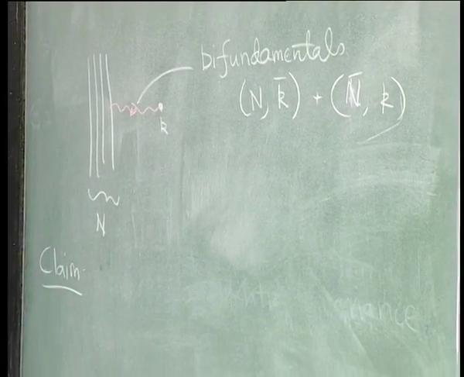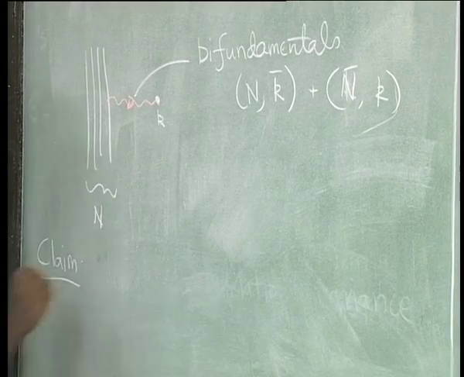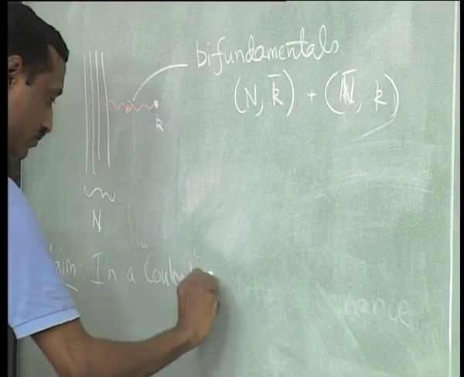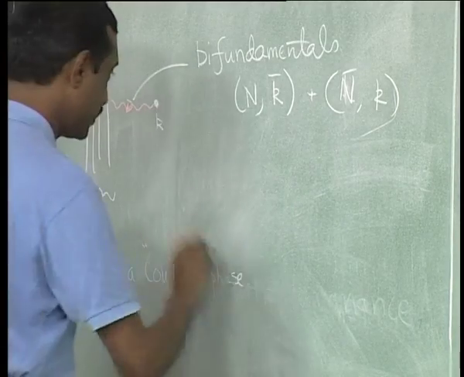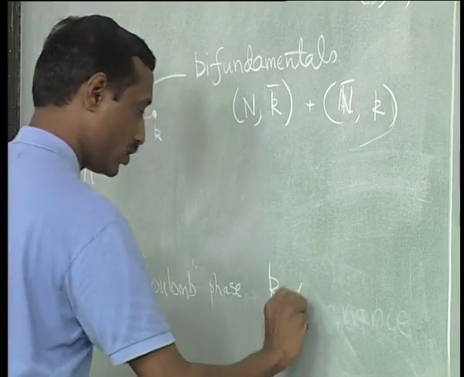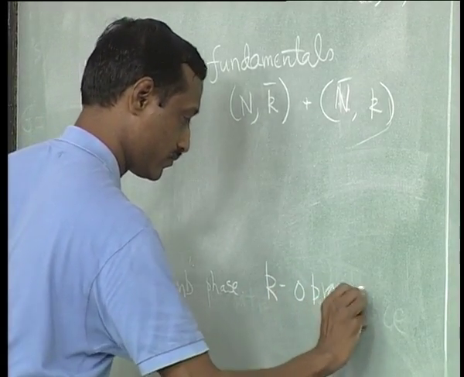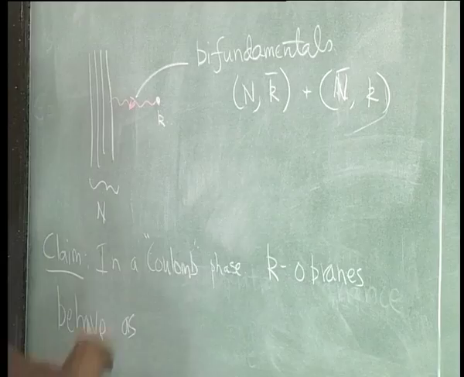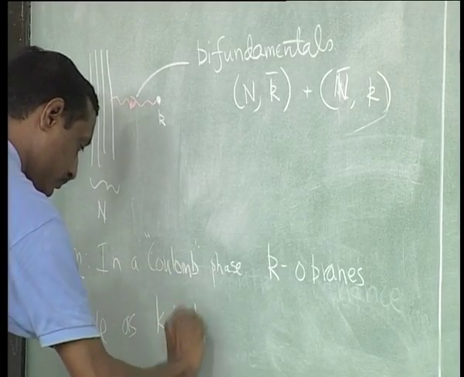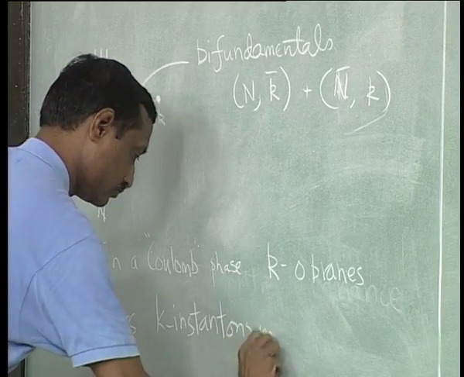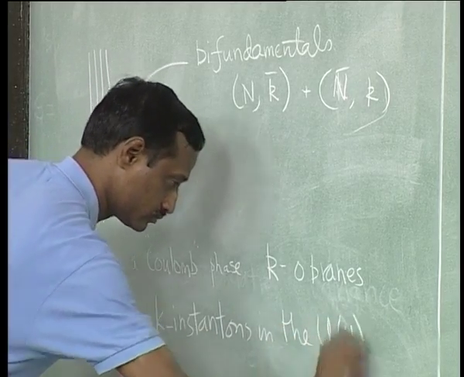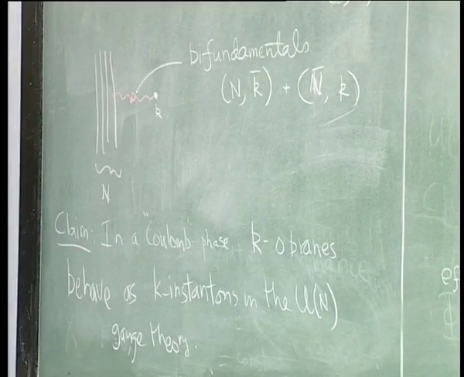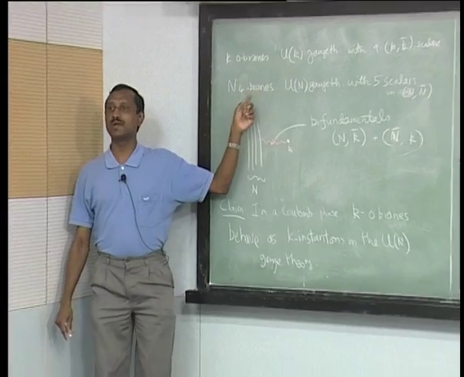So that will be like the Coulomb phase, what we discussed when they are on top, right. In a Coulomb phase, okay, these k 0 branes behave as k instantons. Okay. So, this is viewing from the viewpoint of these 4 branes.